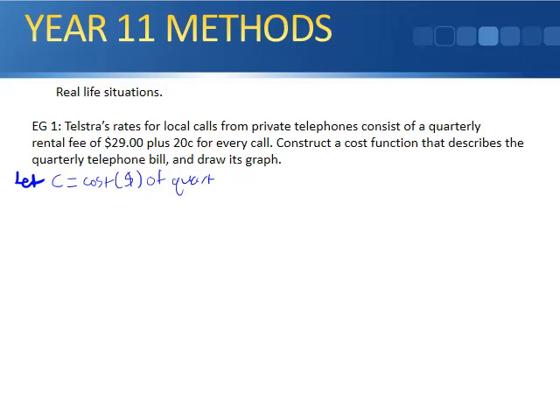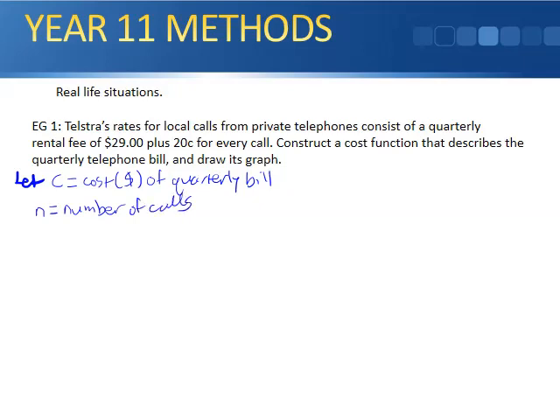quarterly bill. Here's a telephone bill, you can be more specific if you want to, and N has to be the number of calls. So there we go there.